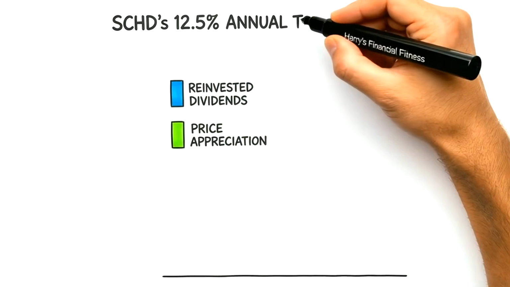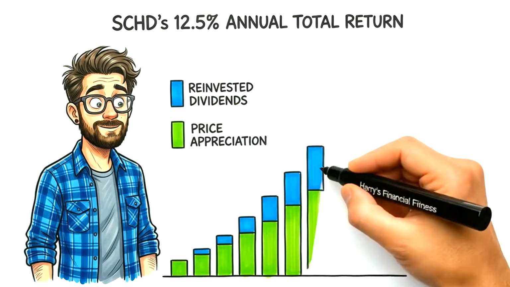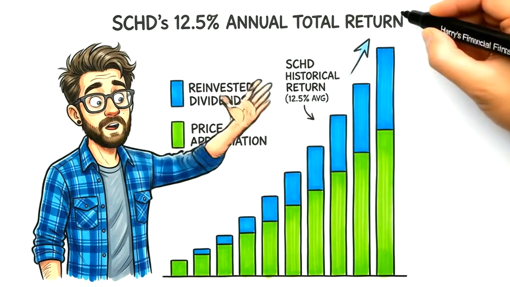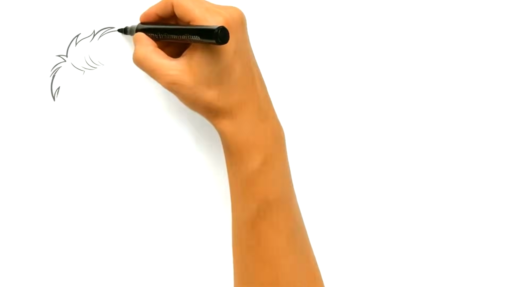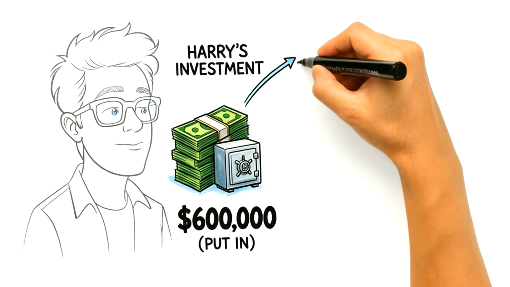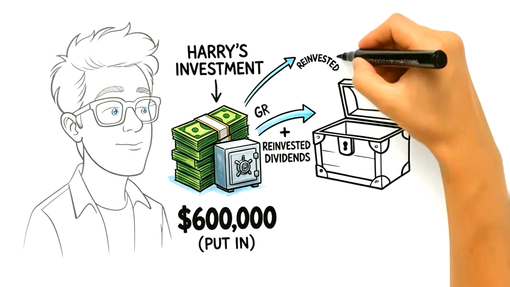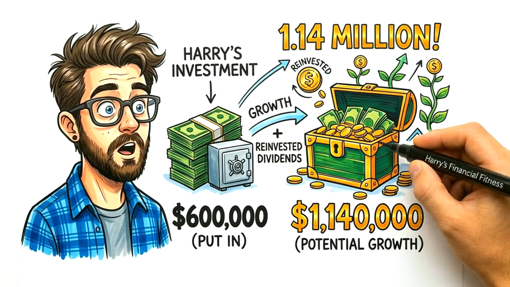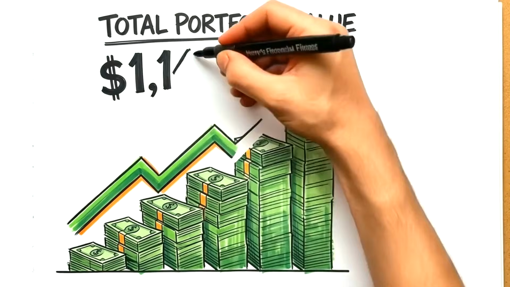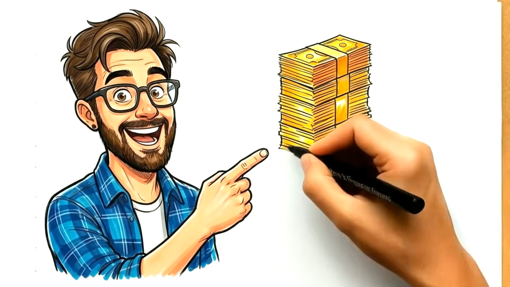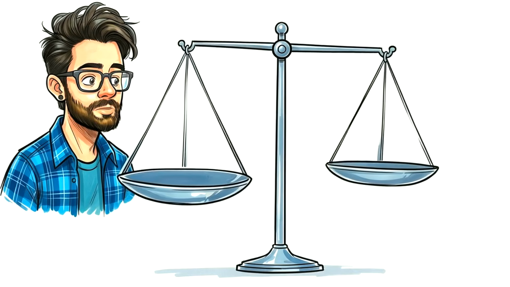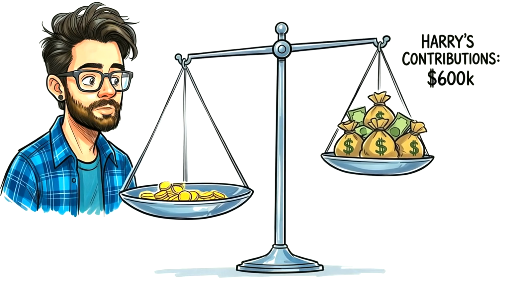But using SCHD's historical 5-year average total return of 12.5% annually, which includes both price appreciation and reinvested dividends, Harry's portfolio could potentially grow to approximately $1,140,000. Let me say that again. Harry put in $600,000. The portfolio grew to roughly $1.14 million. That means over $540,000 was generated by the investment itself, not by Harry's contributions. Growth and reinvested dividends did more than half the work.